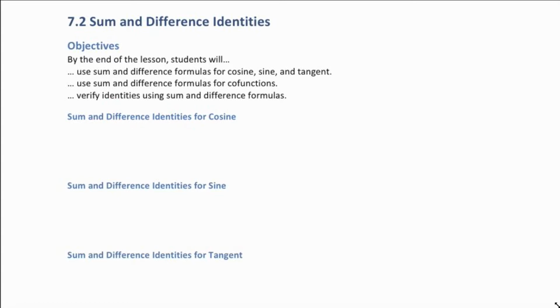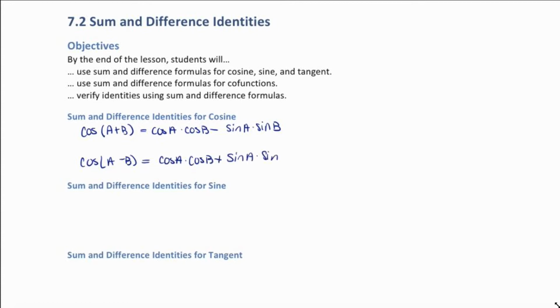Sum and difference identities for cosine. Let's start with these. We have cosine of A plus B, and of course these are angles, equals cosine of A times cosine of B minus sine of A times sine B. Cosine of A minus B equals cosine of A times cosine of B plus sine of A times sine B.